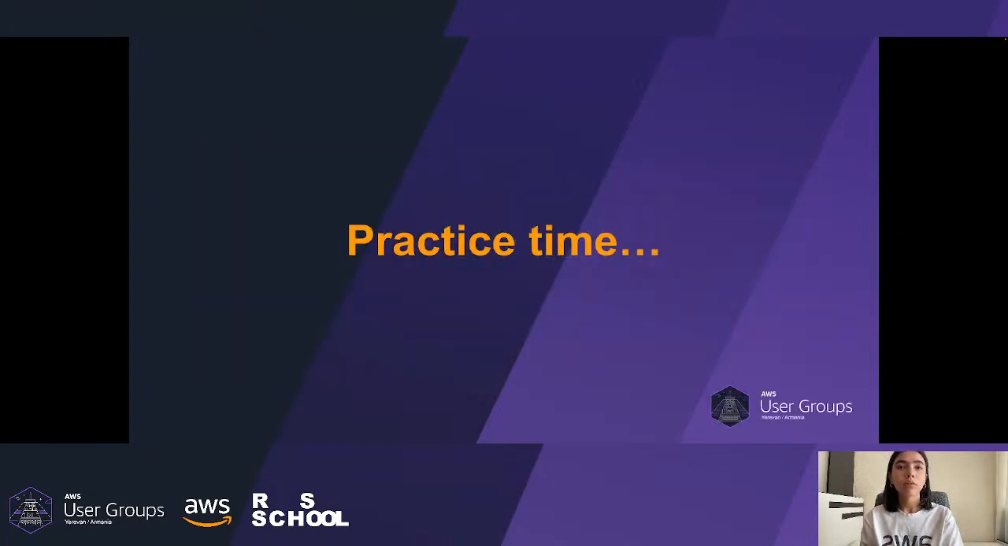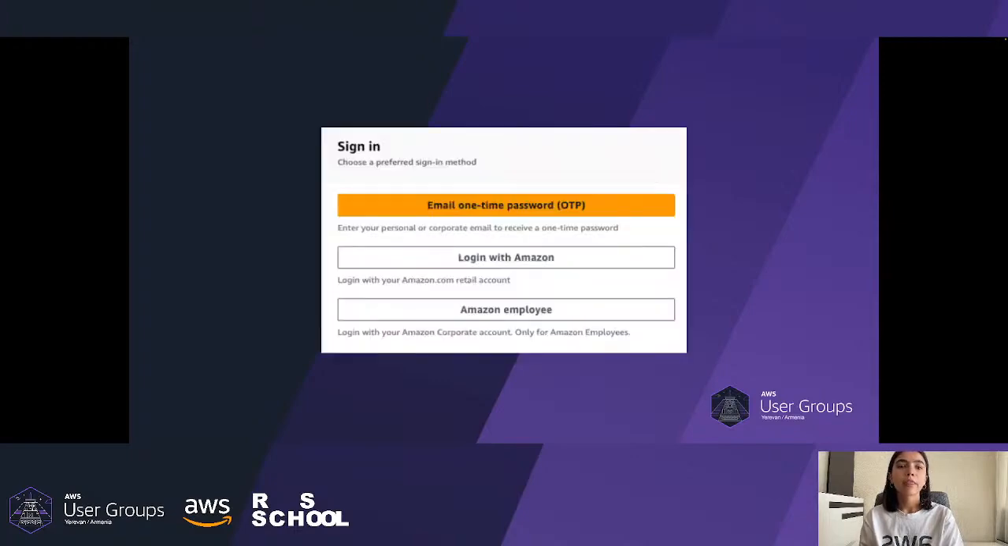Okay, let's go to the practice. So I want you to be interactive with us at this point in the YouTube chat. If you registered for this workshop, you already received an email with the registration link. If you click that link, it will lead you to this exact page, where you should choose the OTP version, email one-time password. Let us know if you can find that link in the chat.